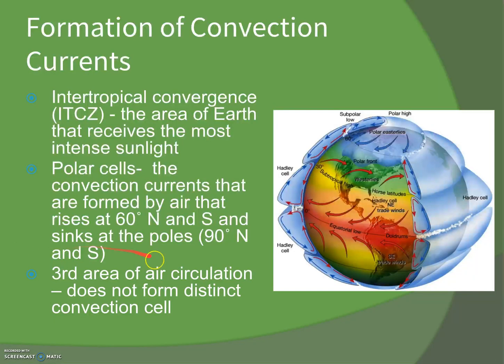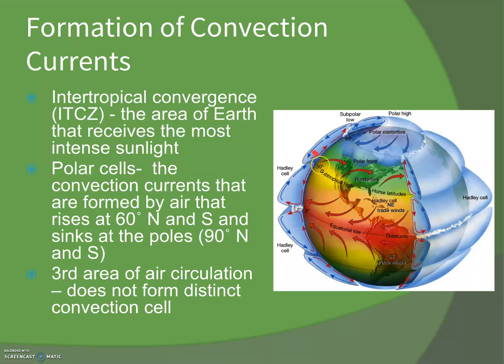Okay, so if we look here, we can see these Hadley cells and where they meet, and this is the intertropical convergence zone. This is where it's all meeting, and that's why we have so much moisture right along the equator here. It gets the most intense sunlight, so it's going to have the most intense Hadley cells. It's going to have that process that I just described occur most intensely.